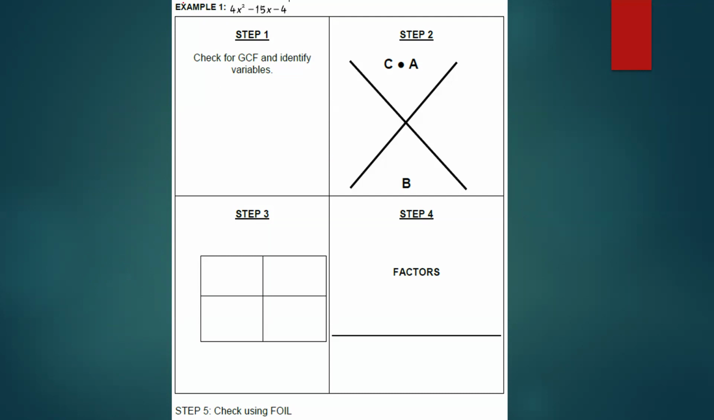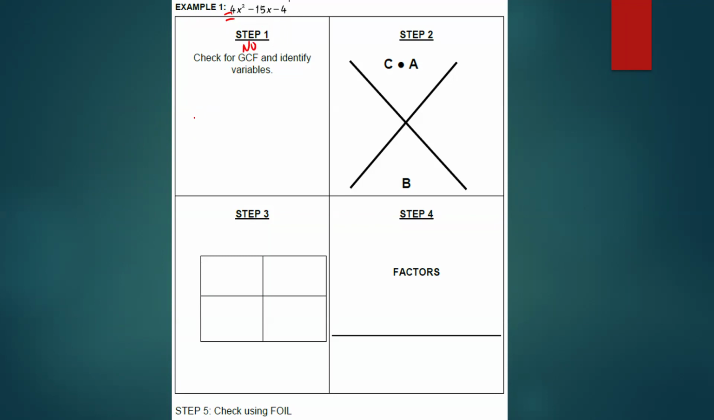Up first, we have 4x squared minus 15x minus 4. Notice that our A is no longer 1. It's actually equal to something, right? So that means we have to take it into consideration. The first thing you're going to do is make sure there's no greatest common factor. Is there a greatest common factor between those three terms? No. Womp, womp, womp.